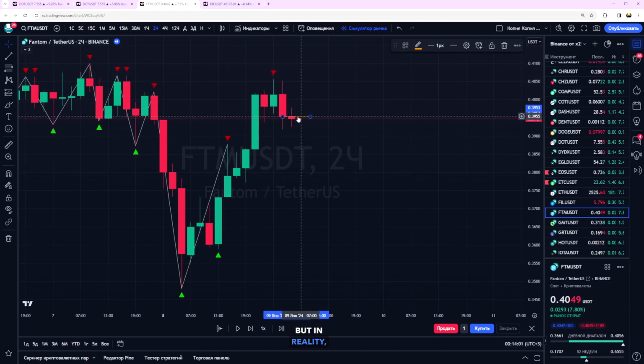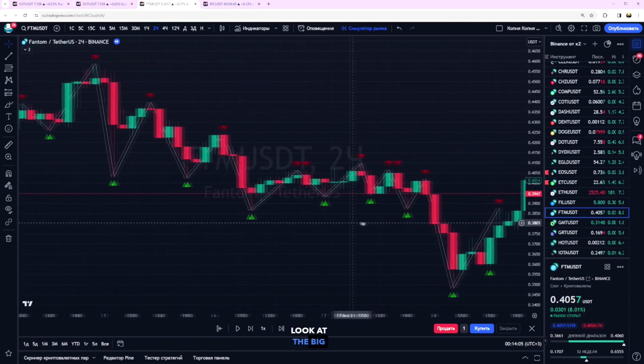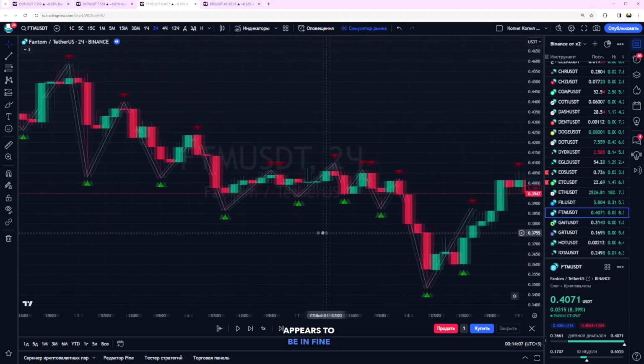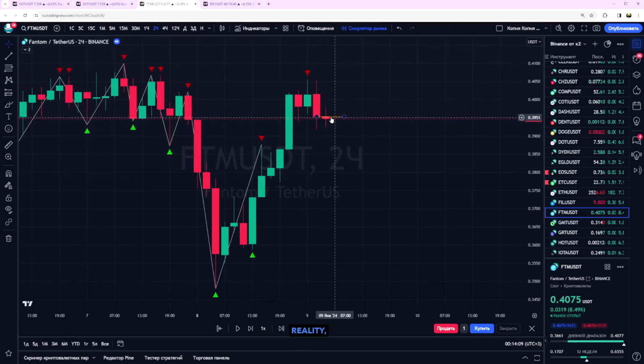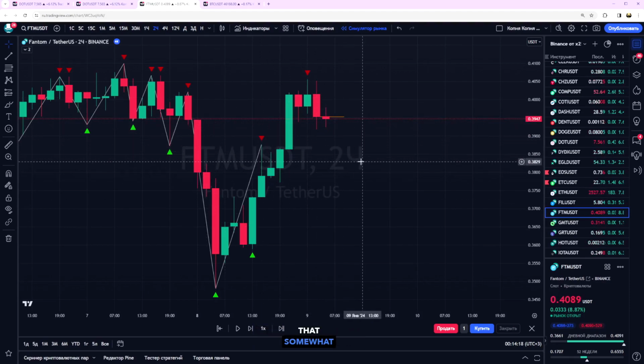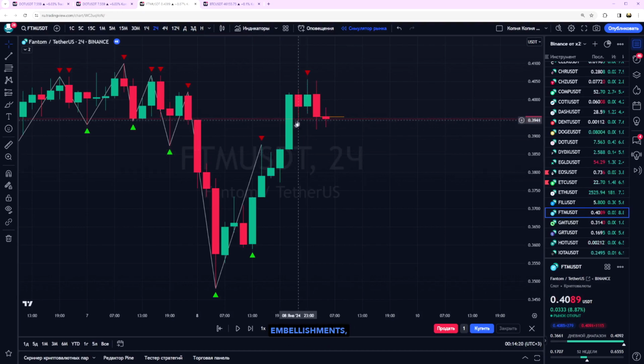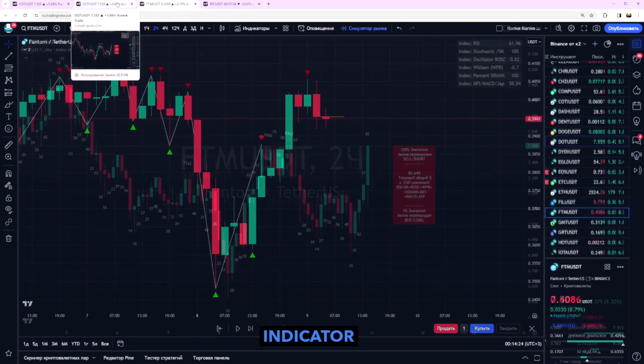But in reality, the price is right here. And in the end, when you look at the big picture, everything appears to be in fine shape. Yet in reality, we are here. You see, this is what we call redrawing, but this is in the crudest form. There are indicators that somewhat mask this, add some embellishments and so forth. And this is a major issue with every indicator out there.